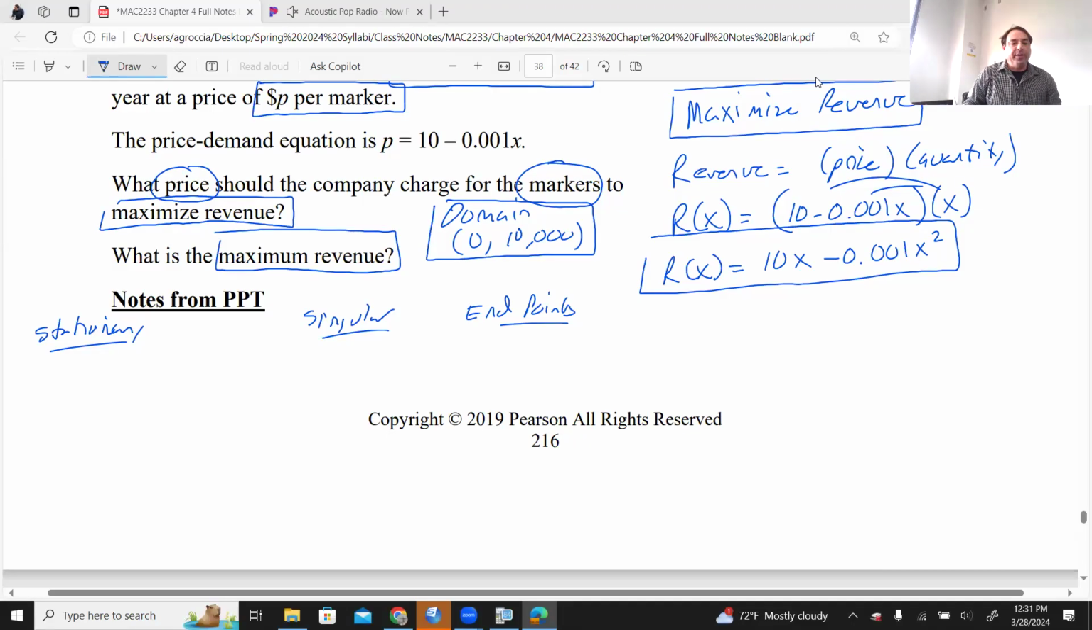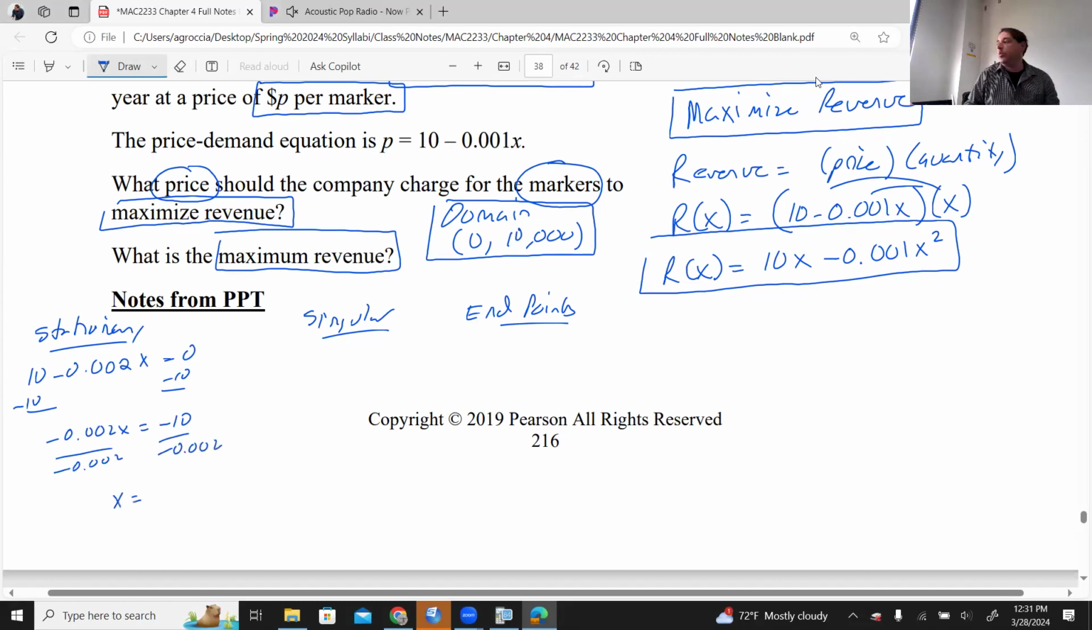So if we go ahead and do stationary, we take the derivative, that's going to be 10 minus 0.002x, set that equal to 0. So minus 10, negative 0.002x equals negative 10. Divide by negative 0.002. And if you do that division, what do you get for x? 5,000. So in this problem, you get 5,000. That will be our stationary point. So this is recommending producing 5,000 permanent markers.